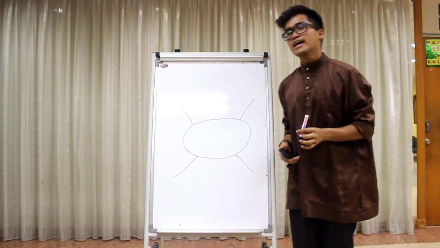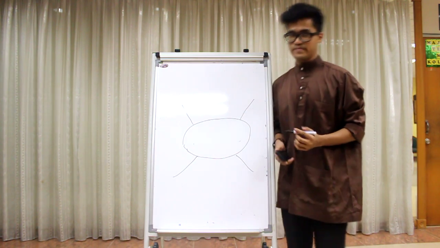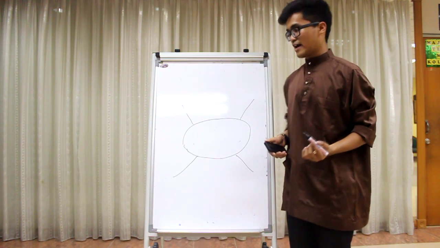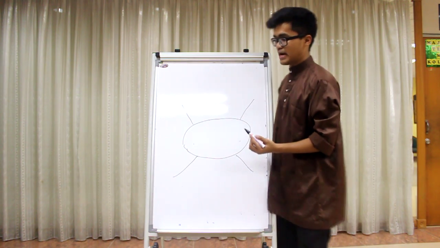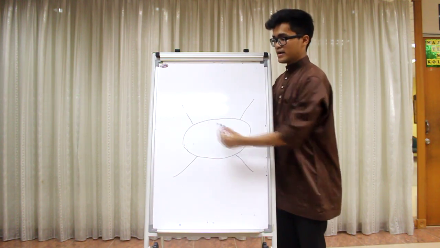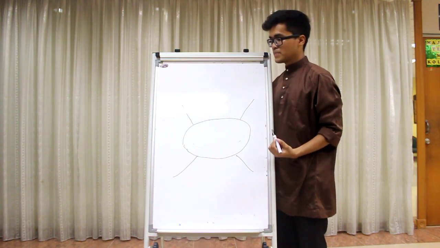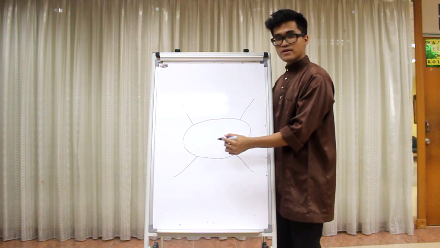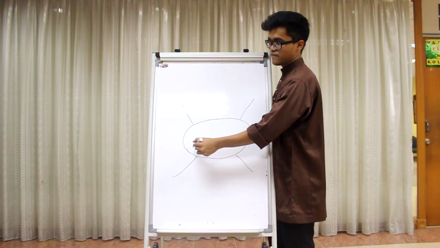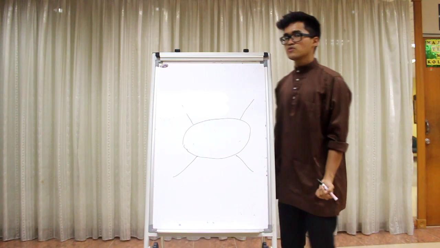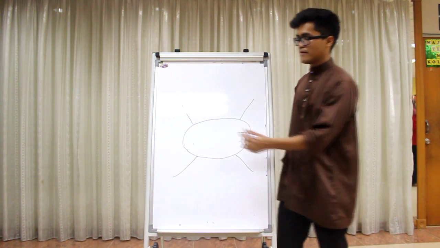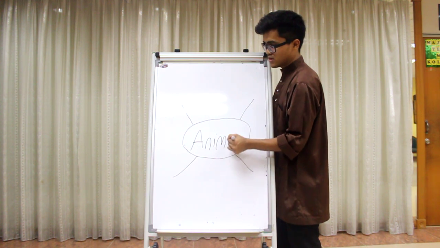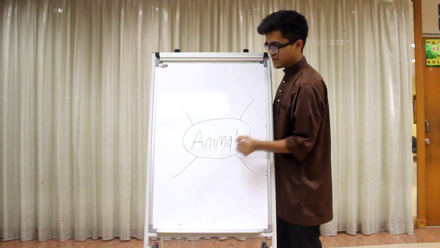Hello, today I will show you how to make your own mind map. So the first step that you have to do in order to create a mind map is to write a topic at the center of your paper. Imagine this is a paper. So you write a general topic first at the center of your paper. For example, you would like to understand more about animals. So we write animals at the center of the paper.